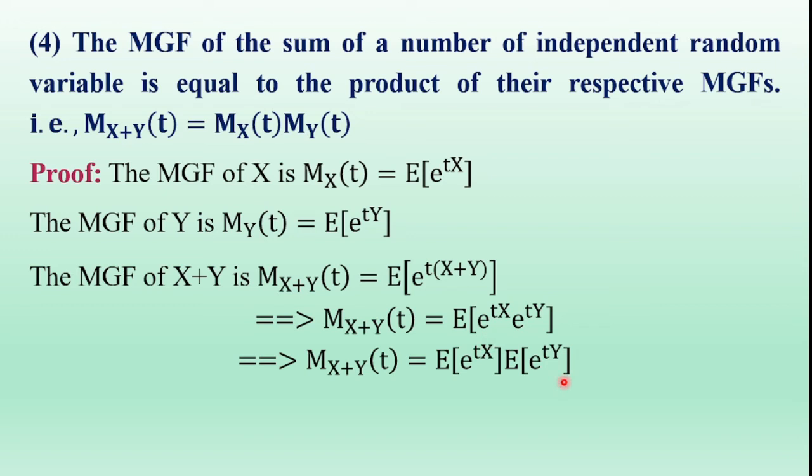So from the definition of the moment generating function of the random variable X and of the random variable Y, the expectation of e^(tX) is Mx(t), and the expectation of e^(tY) is My(t). So therefore, M suffix X+Y of t is equal to Mx(t) into My(t). Hence, the moment generating function of the sum of a number of independent random variables is equal to the product of their individual moment generating functions. That is, M suffix X+Y of t is equal to Mx(t) into My(t). This is the fourth property.